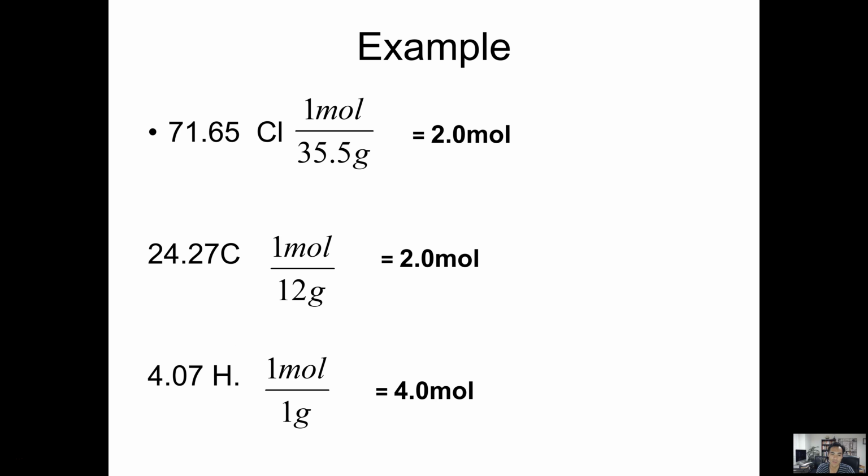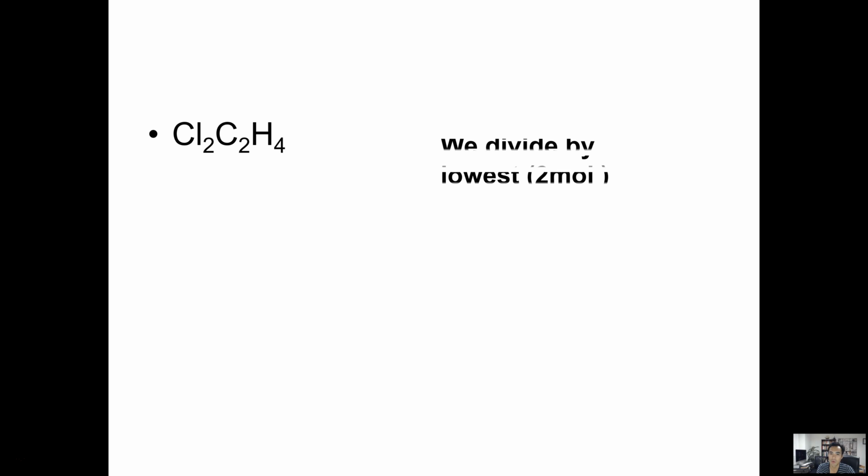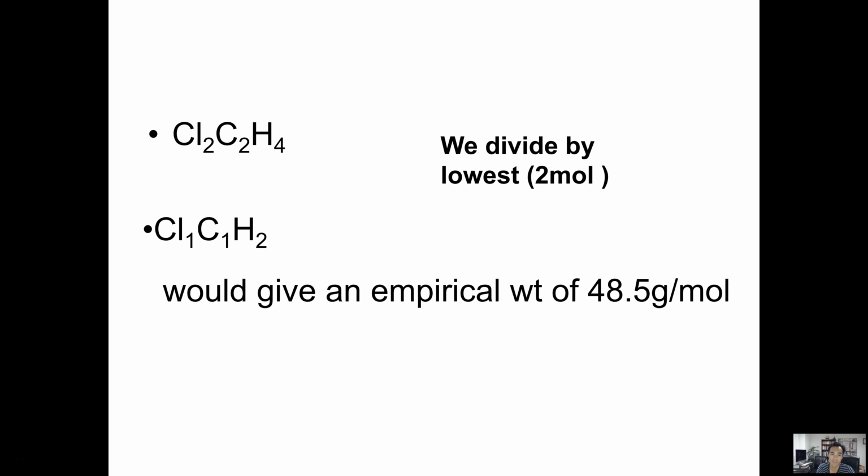And then we divide by 1 gram for the hydrogen to give you the 4 moles. Now, in this specific case, we divide the lowest number by 2. Now, you probably cannot use this one. A lot of people are probably going to say, well, what if I just use this one for the molecular formula? The problem is you don't know which one it is. So you have to use the mass given in the problem. So this would give you an empirical formula weight of 48.5 grams.